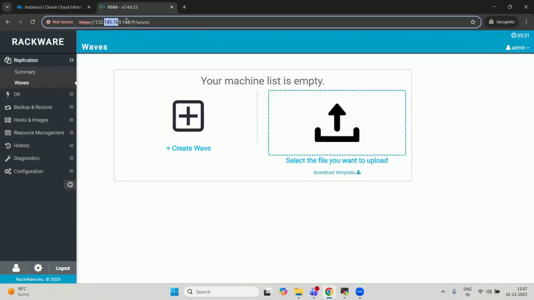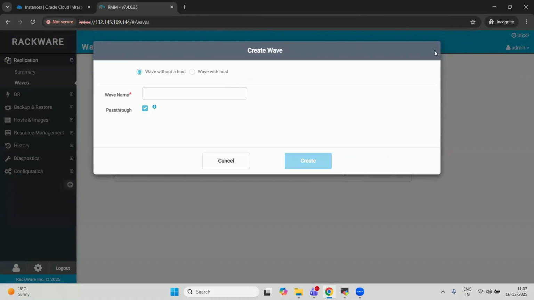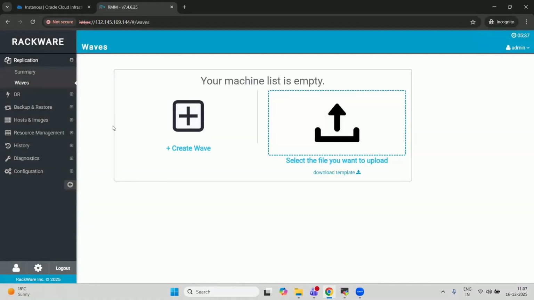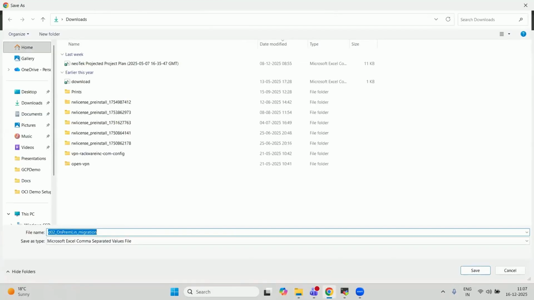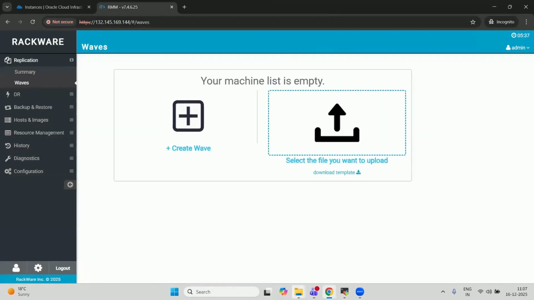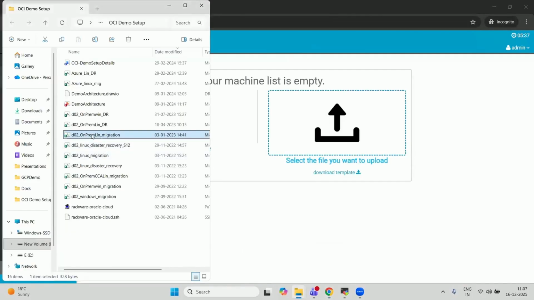So if I key in the IP address here, this is where you will be able to log in to the graphical user interface, and this is the landing page from where you create a wave. Now, a wave in terms of RMM is a way for you to group together the workloads. You can either create a wave by adding the details one by one. An easier way is you simply download a template, fill in all the details of the workload that you want to migrate or protect, and simply drag and drop that template onto the UI. So that's what I'm going to do now. I have this template built in, and I'm going to just do a drag and drop of it onto the RMM UI.